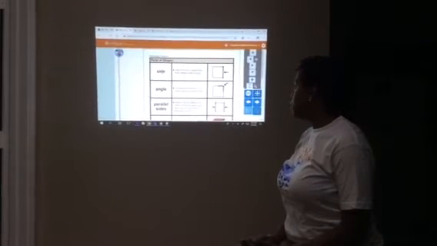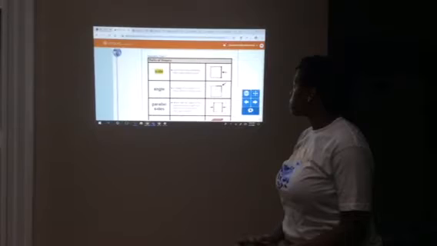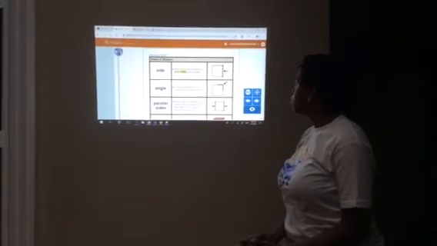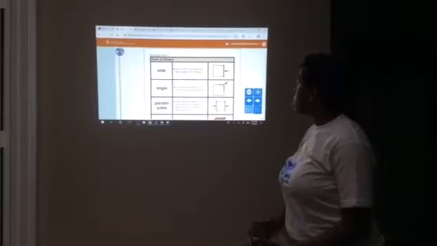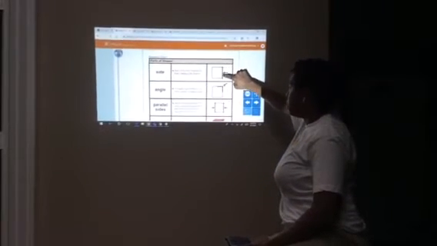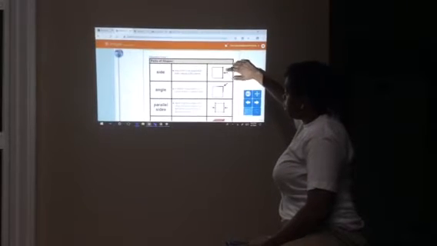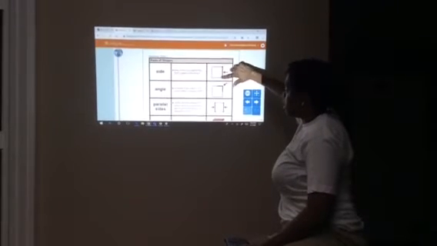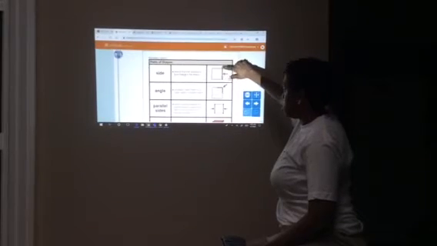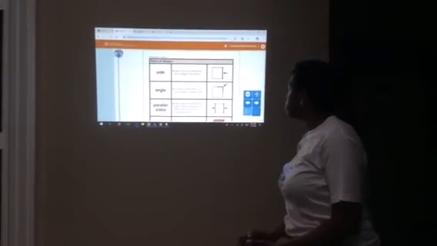So a side is one of the line segments that makes a flat shape. So a side is basically like a straight line on the side of a shape. So this is a square, and it has a dot right here, which I think makes it a line, and then it's just straight.